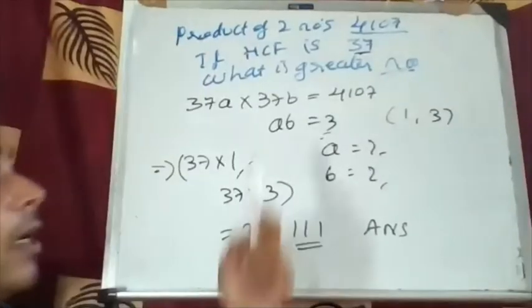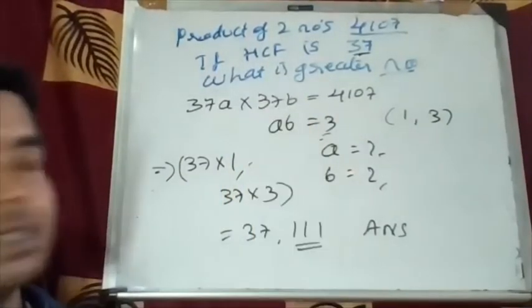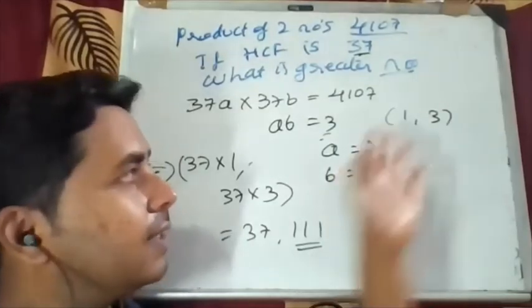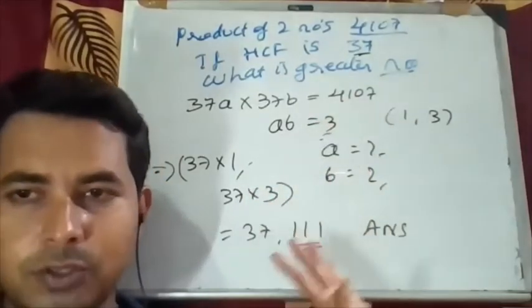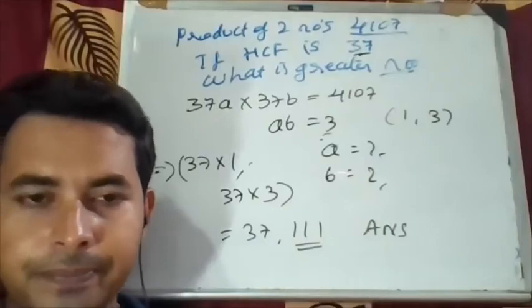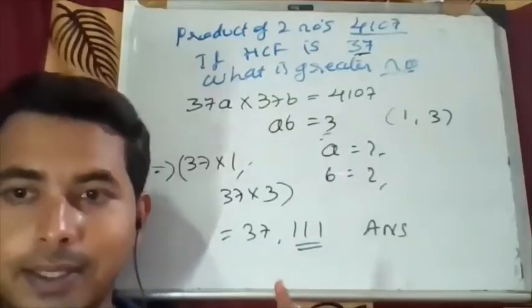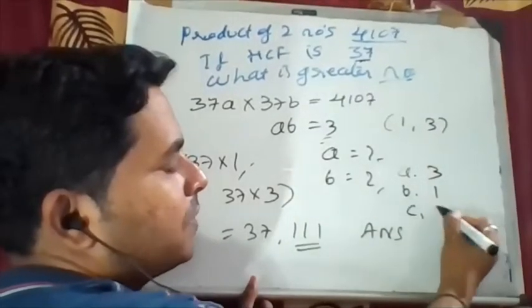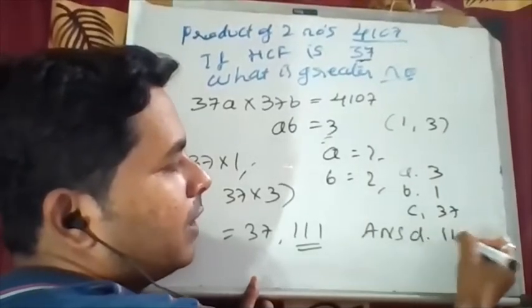Okay, मुझे A answer चाहिए क्योंकि we are multiplying with this number, not with this number. Okay, so don't get confused. I know your answer 3 is correct, but that is not asked in the question. Yes sir. This mistake only you people do. आपके option पे 3 भी रहता है. In your options, option A 3, option B 1, option C 37, option D 111.